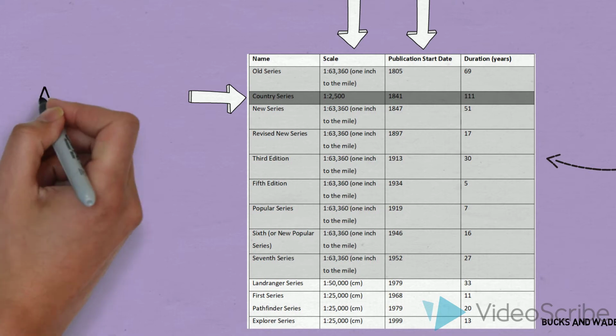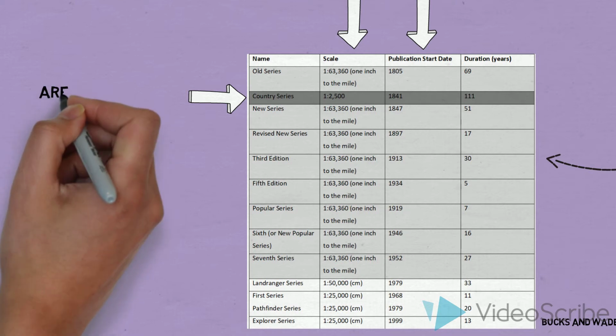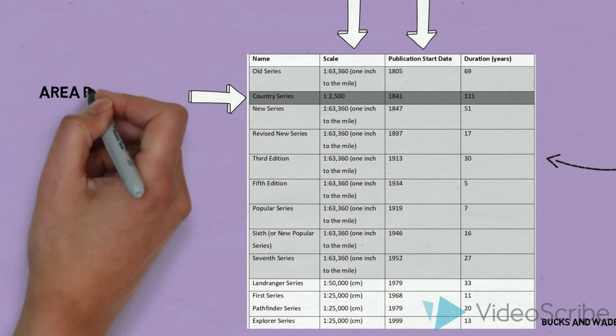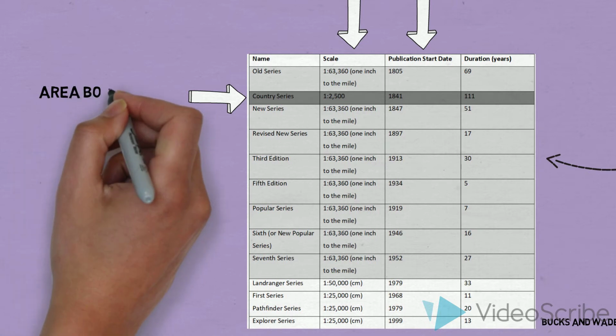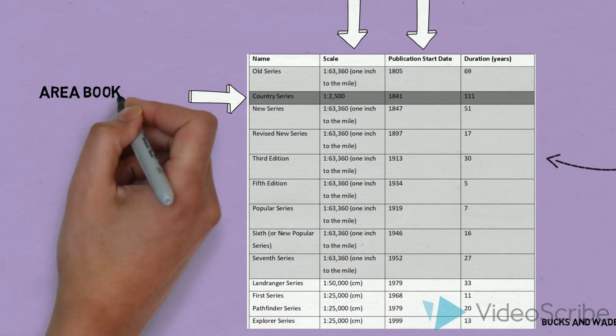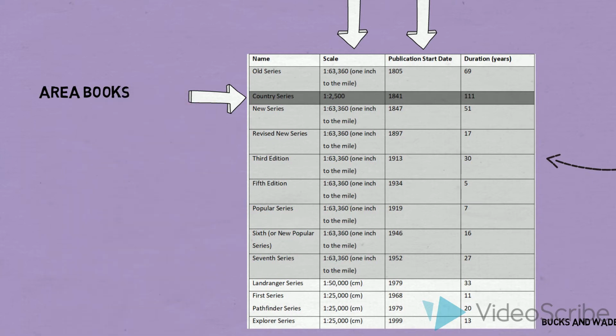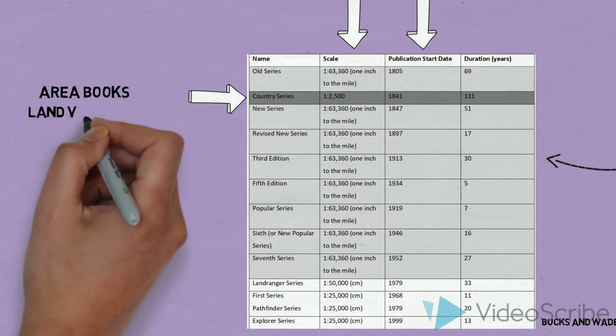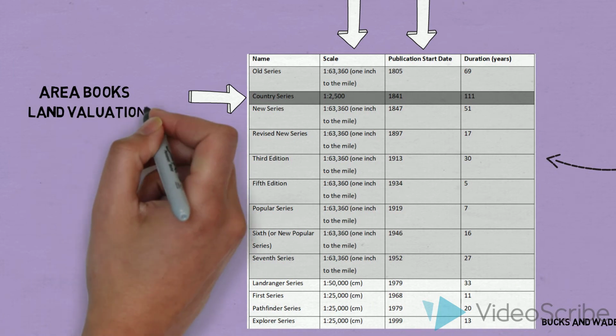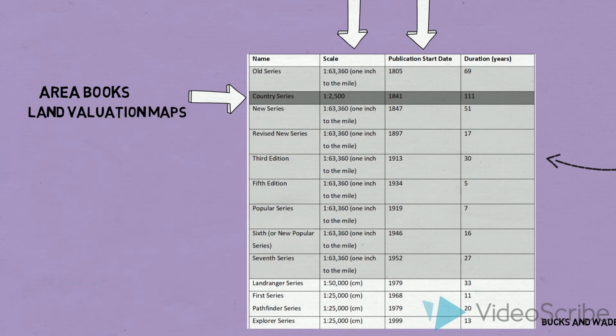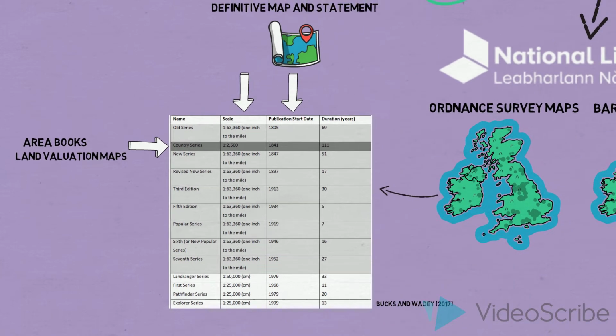Early editions of the 25-inch county series maps also had area books, which were reference books for what was contained in a specific place. The second edition of the county series maps were used as base maps for the 1910 Finance Act's land valuation surveys. These land valuation maps are a very important source of evidence of a public right of way that we'll touch on in step 3, so getting familiar with the 25-inch county series maps is a very good idea.